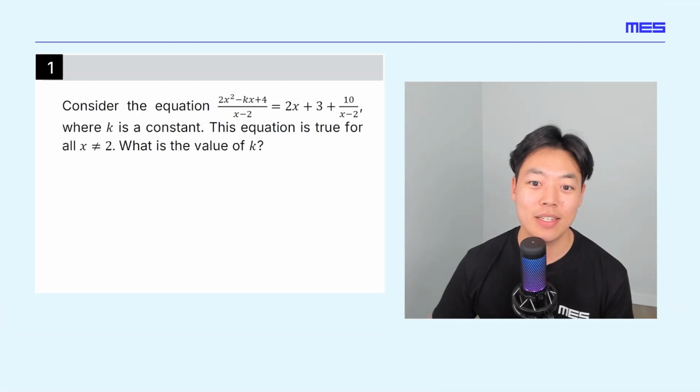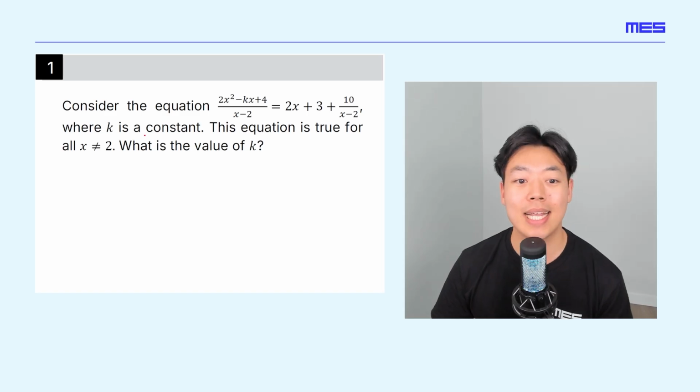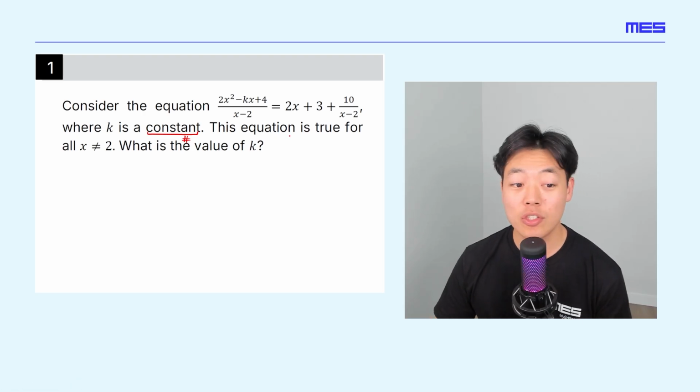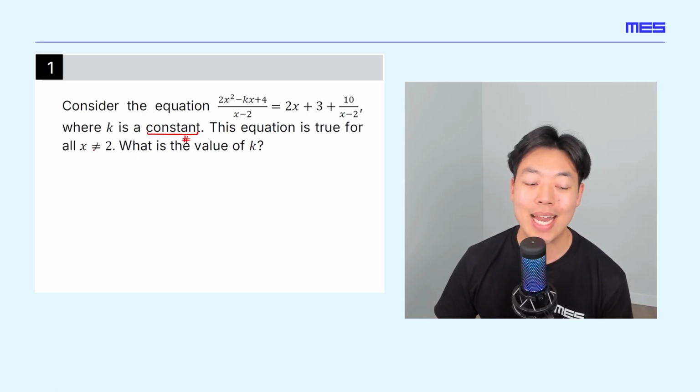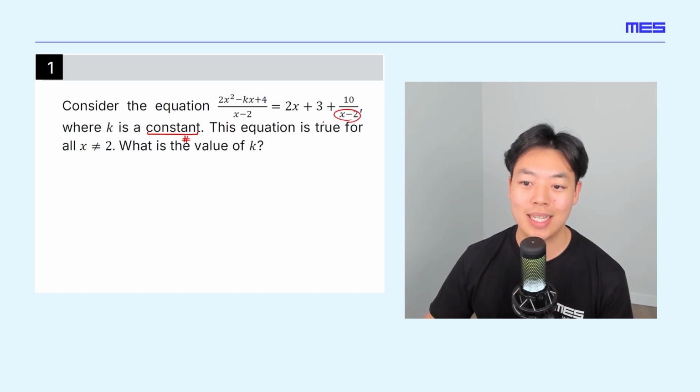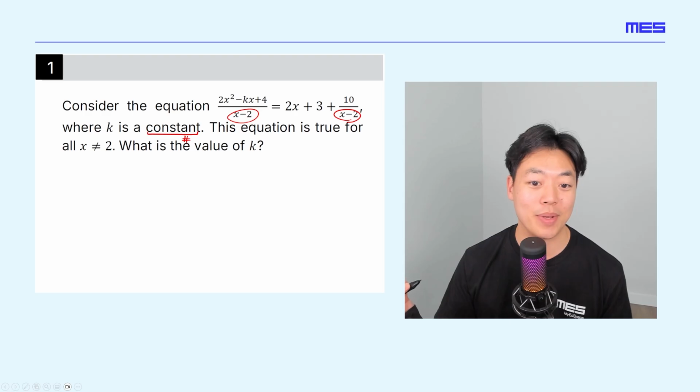Let's get into it. Number one, consider the equation that's given, where k is a constant. Reminder that a constant just means any number. This equation is true for all x when x is not equal to 2, and that makes sense because if x were 2, we'd get zeros in the denominator. We can't divide by 0. Now, what would the value of k be?